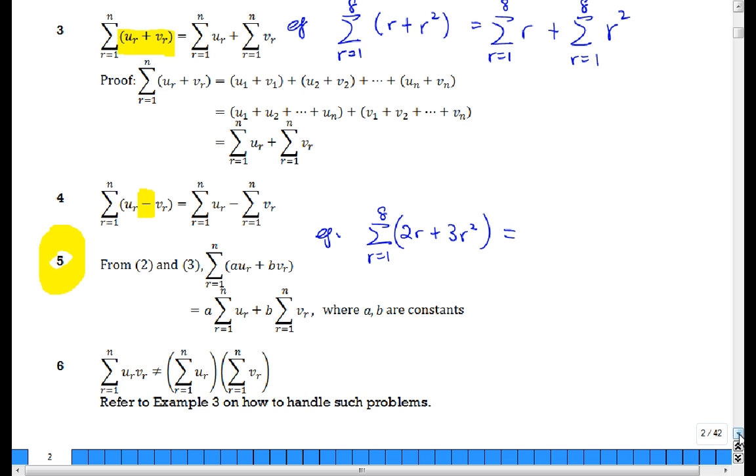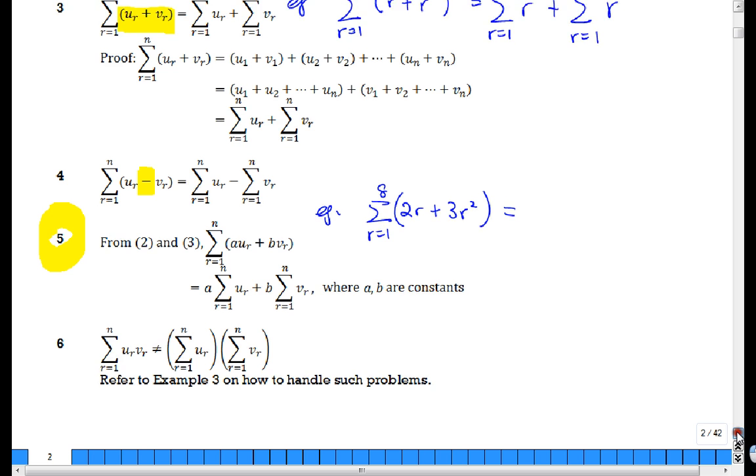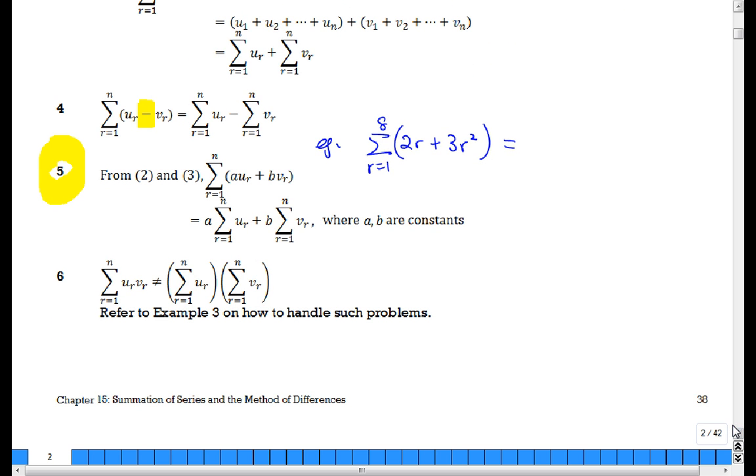Now 6 is easy to show that left hand side and right hand side are not equal. I just need to give a counter example. Correct? Shall we just give a counter example just to assure ourselves that 6 is like that, they are not equal. Let us see how to come up with the counter example. A simplest counter example is this. If I say sum of r times r, is it equal to summation r times summation r equals 1 to 3 of r? Are these two the same?